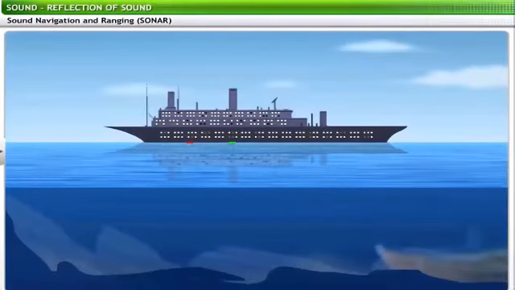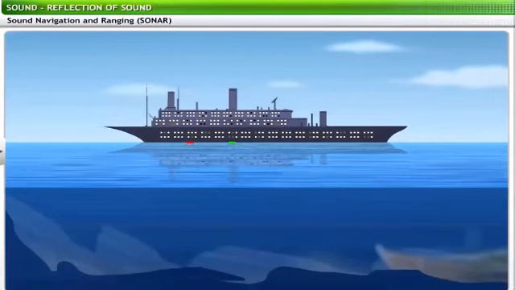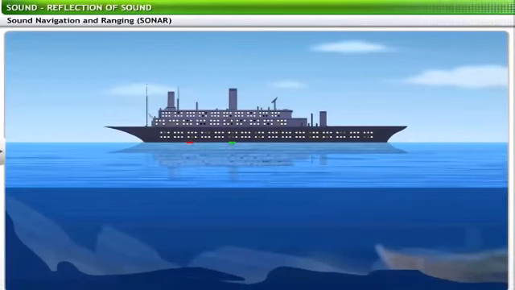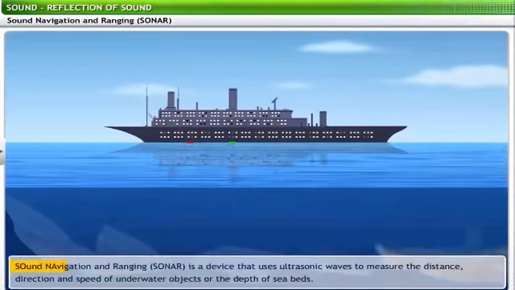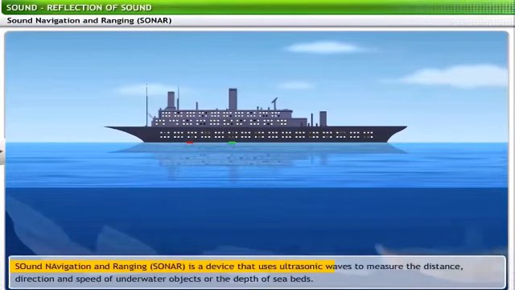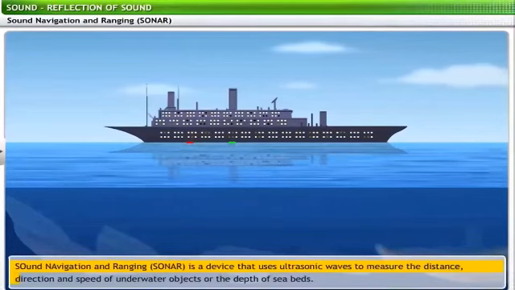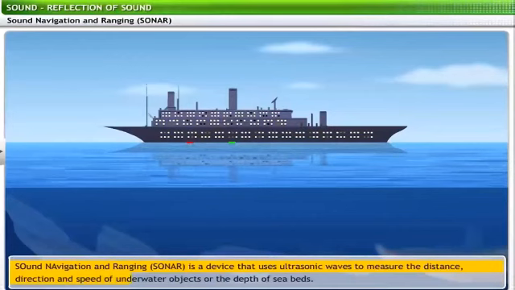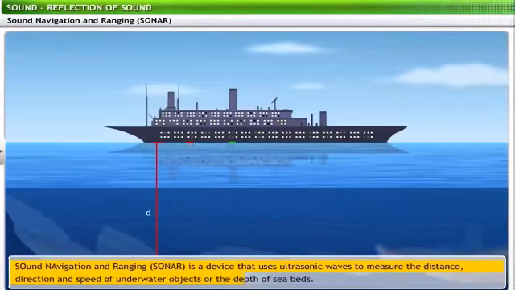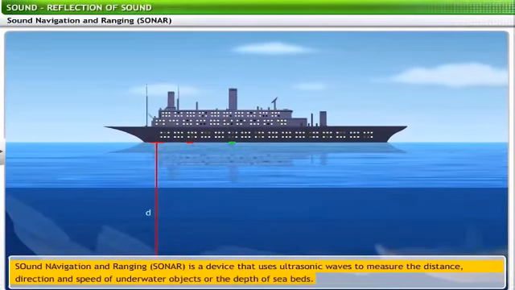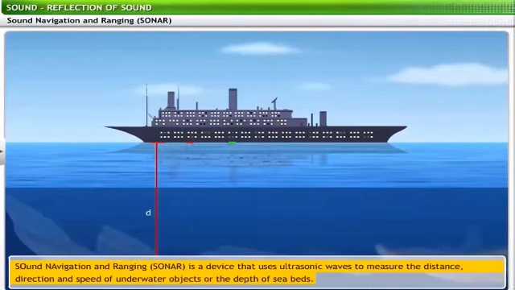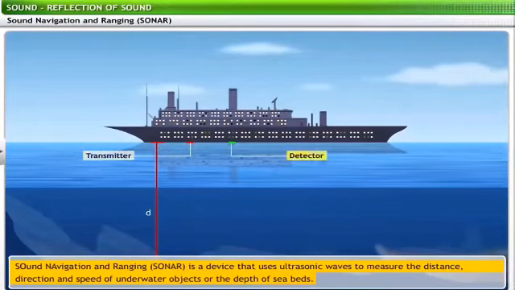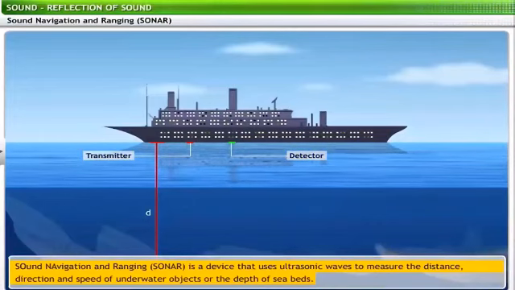Sonar stands for Sound, Navigation and Ranging. Sonar is a device that uses ultrasonic waves to measure the distance, direction and speed of underwater objects, or the depth of sea beds. It consists of a transmitter and a detector fitted at the bottom of a ship. Let's see how it works.